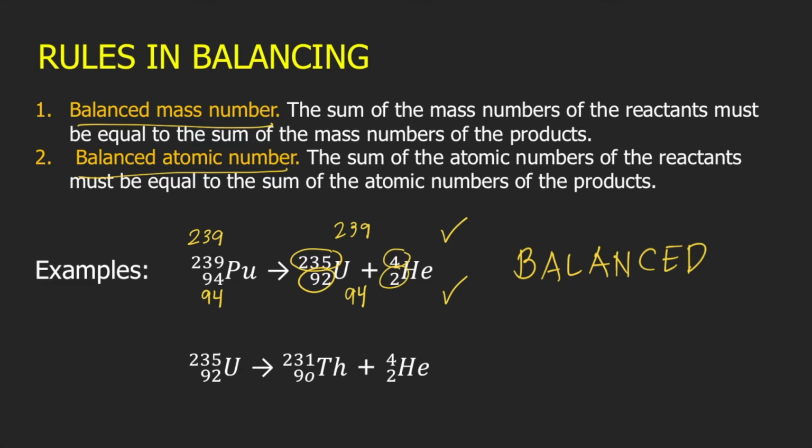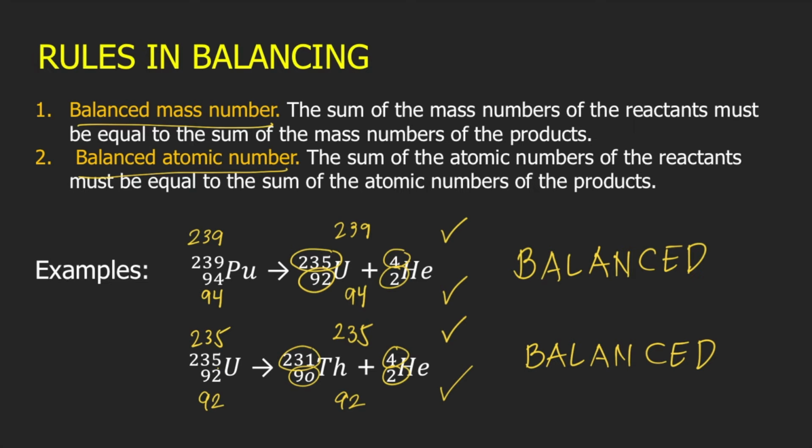Let's try our second example. On the left side, the mass number is 235. On the right side, the total mass number is 231 plus 4. That means it's 235 in total. So mass number is balanced. For atomic number, on the left side, we have 92. On the right side, we have 90 plus 2. That's a total of 92. So atomic number is also balanced. So that means the second equation is also balanced. So that's how you know that the equation is balanced or not.